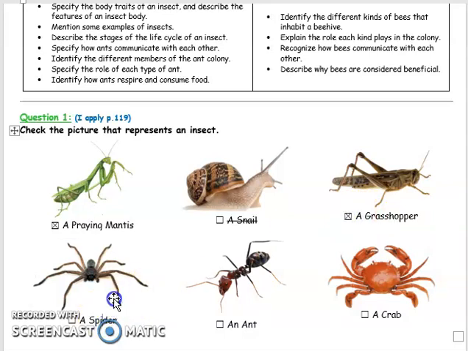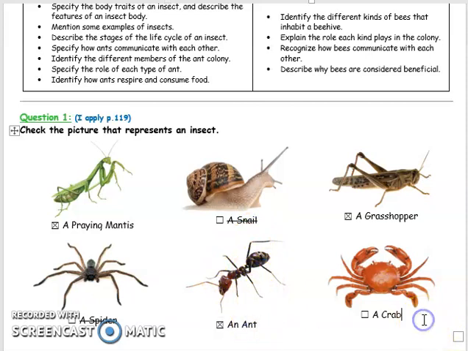The spider has 1, 2, 3, 4, 5, 6, 7, 8 legs. This means that the spider is not an insect. It is an invertebrate, but not an insect. What about ants? You know this, ants are insects, since as you can see, the ant has a head, thorax, and an abdomen, and it has 6 legs connected to its thorax.